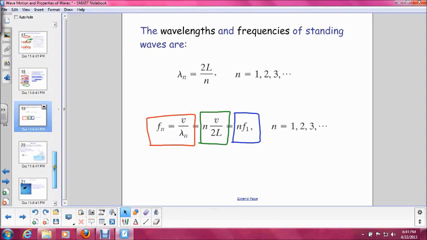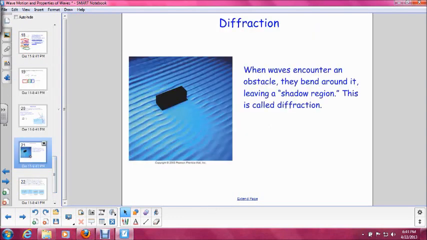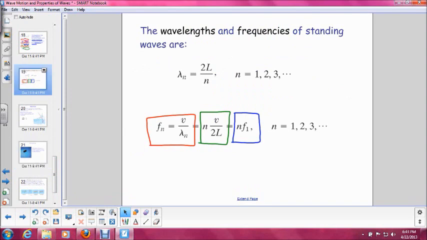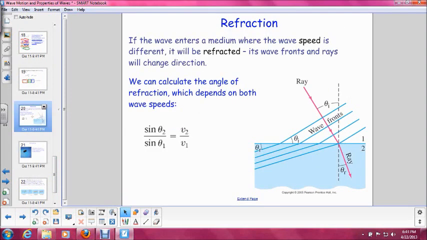And the last property. So there are 2 more properties of waves that we need to talk about. We know reflection, we know superposition, we know resonance in standing waves, and you're going to see examples of those in class. And the next one is called refraction.